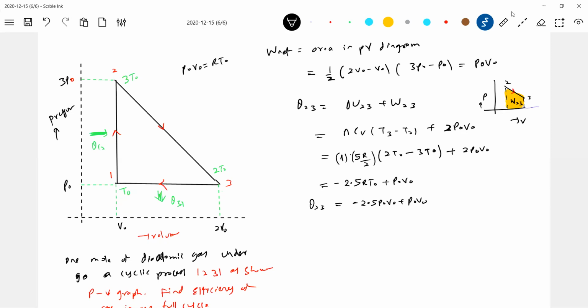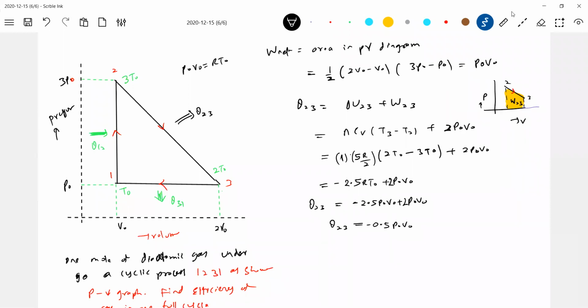Look at Q23. Is it absorbed or rejected? Plus 2 P naught V naught, sir. Oh, here the 2 is missing. So minus 0.5 P naught V naught. So you may get a path where heat will be rejected and work will be positive. It all depends upon the value. You can't say that everywhere. So heat is rejected here. Diatomic gas, so 5R by 2. Substituting these values, we ended up with this equation.